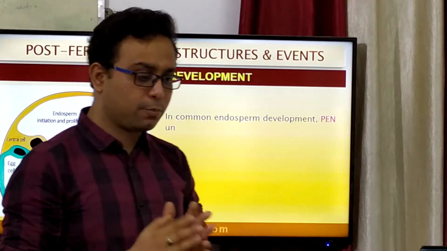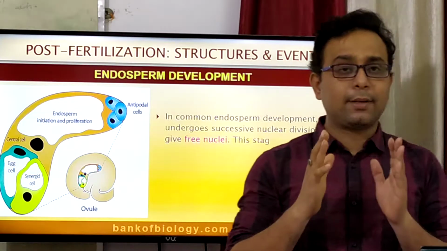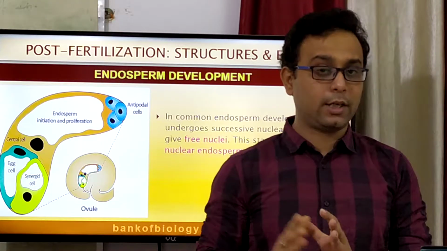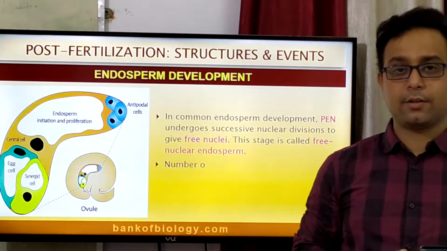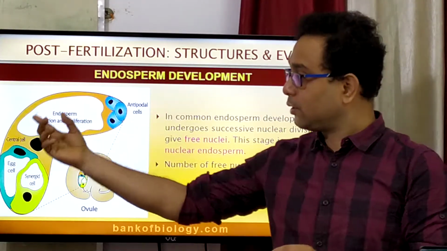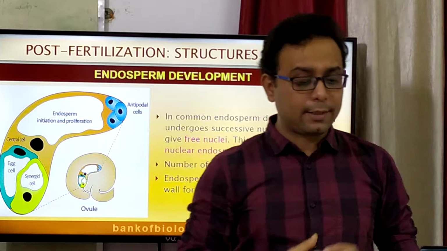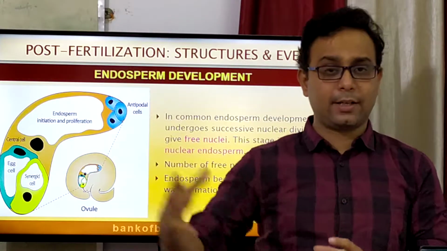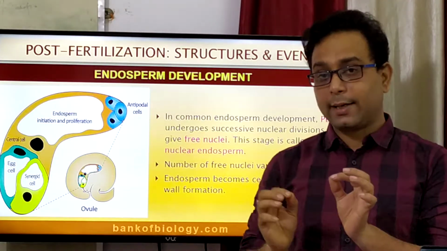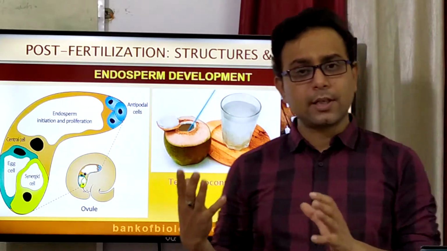So in common, endosperm develops from the PEN, the primary endosperm nucleus, which undergoes nuclear division, not cytoplasmic division or cellular formation. So it is called nuclear division. Only the primary endosperm nucleus divides, right, and produces new nuclei. It is called free nuclear endosperm. The number of free nuclei varies greatly in different plant species. But the endosperm becomes cellular when these nuclei are covered with a cell wall. That time it is called cellular endosperm.